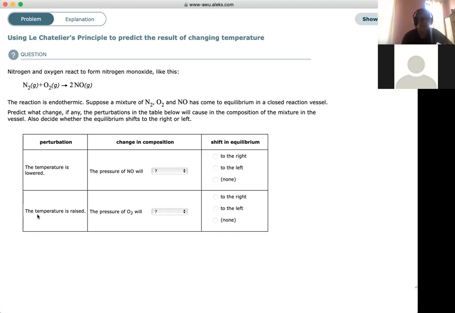Let's take a look at another example. The temperature is raised. So again, it's endothermic. You have to look for whether it's endo or exo. It's endothermic, so it's up here. So if you raise the temperature, that's like increasing the pressure of a reactant. So it's going to shift the equilibrium the other direction, right? It's going to make the forward reaction become dominant. So now NO will start increasing in pressure. N2 and O2 will start decreasing in pressure. It's shifting to the right, and the pressure of O2 will be decreased.